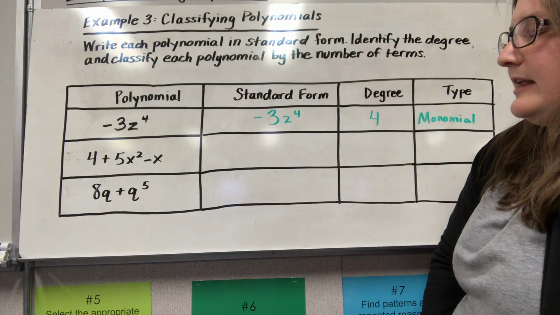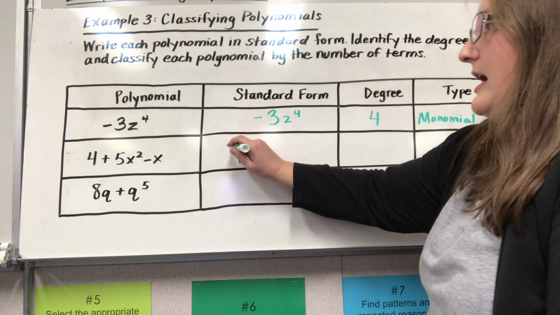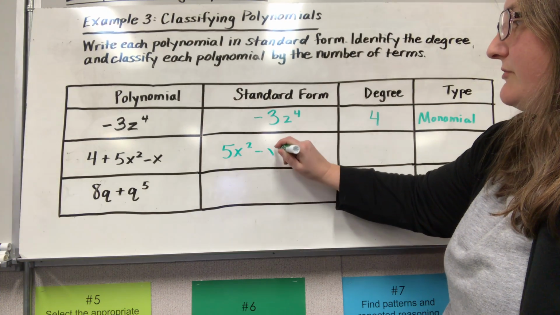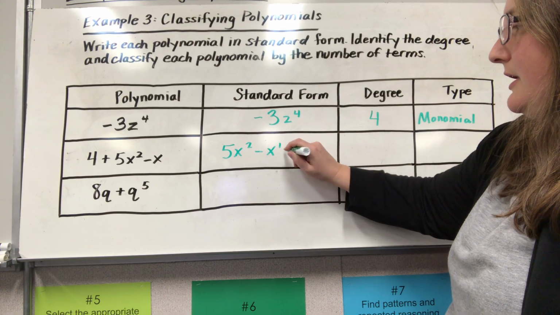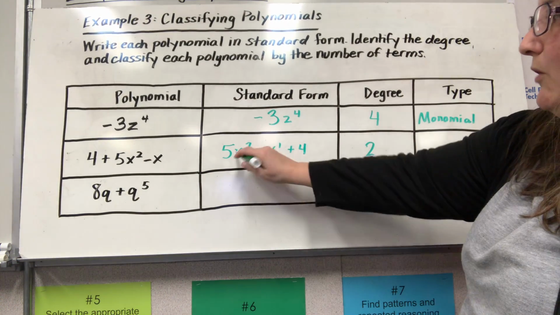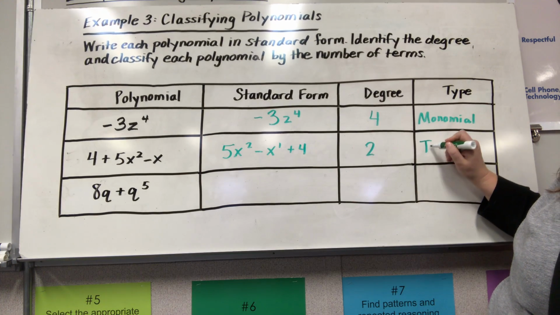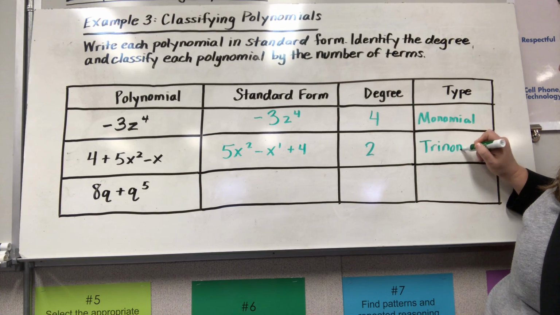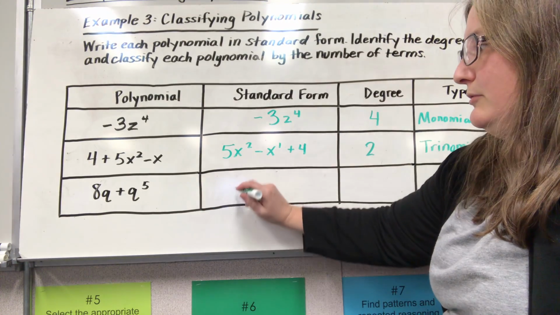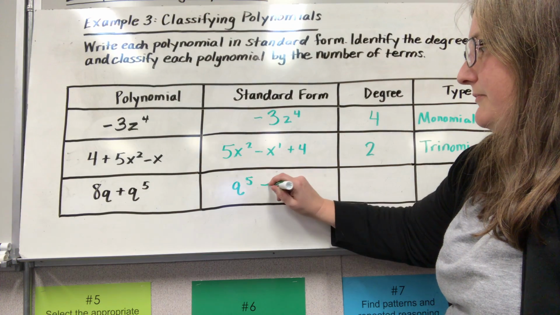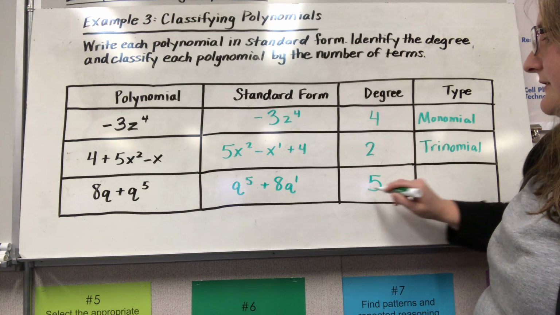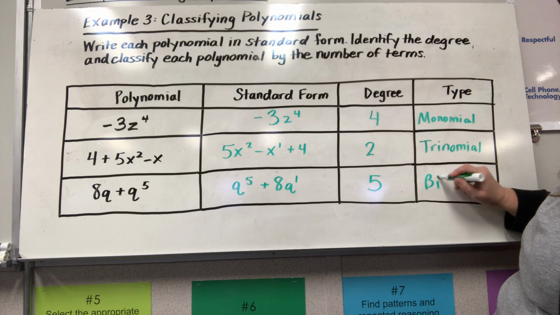In this case, I see that I have the variable x, and I have an x squared minus an x, this would be to the 1st power, plus 4. So my highest degree is 2. Since I've got 1, 2, 3 terms here, this would be a trinomial. In this case, my variable is q. I have a q to the 5th power and a q to the 1st power. So my highest degree is 5, and since I have 2 terms here, this is a binomial.